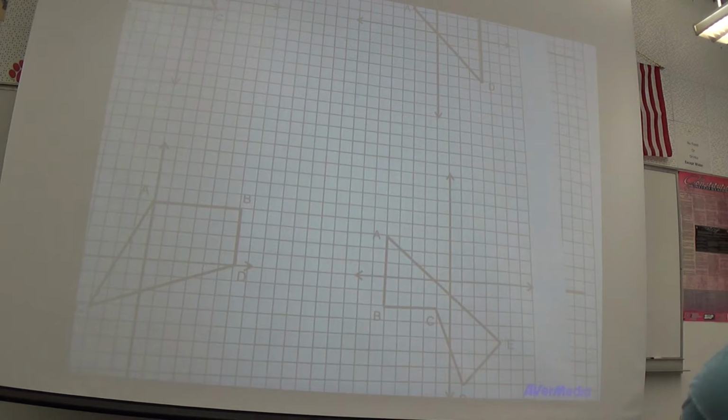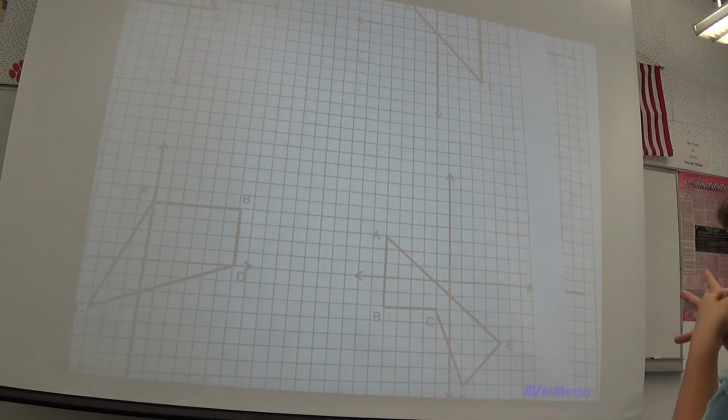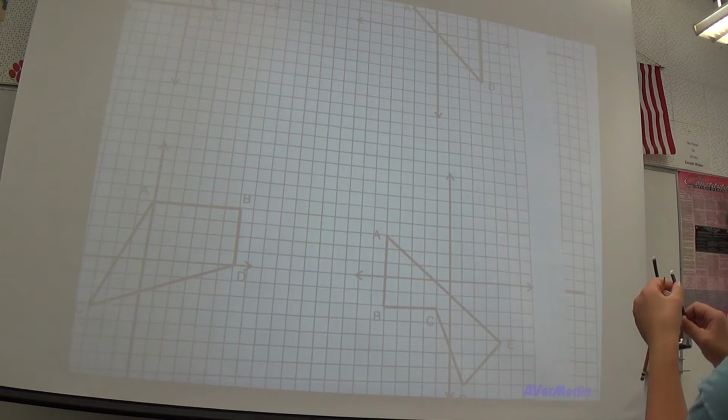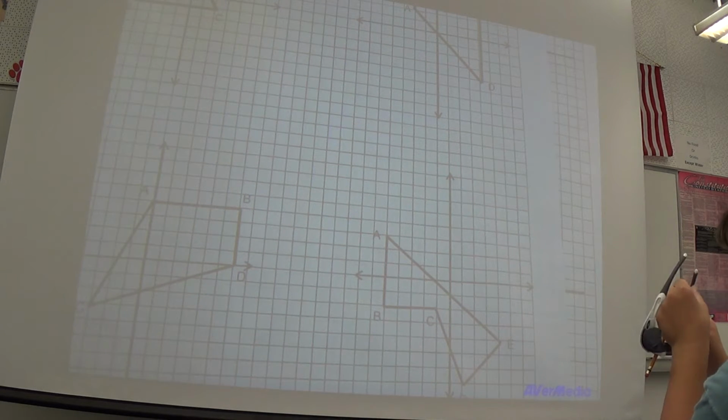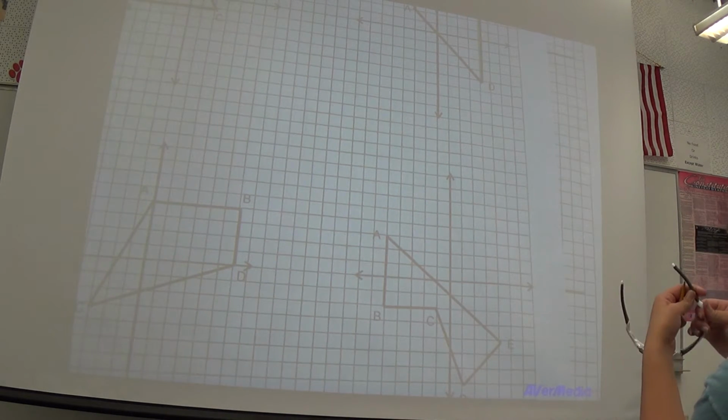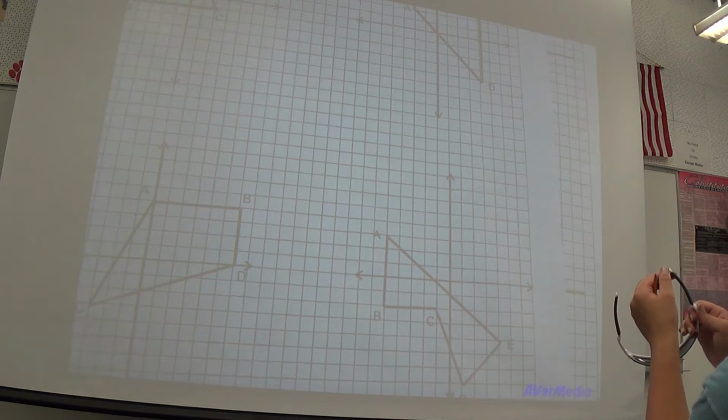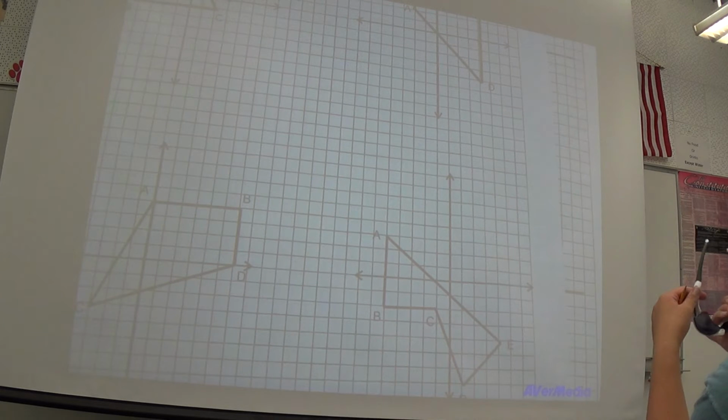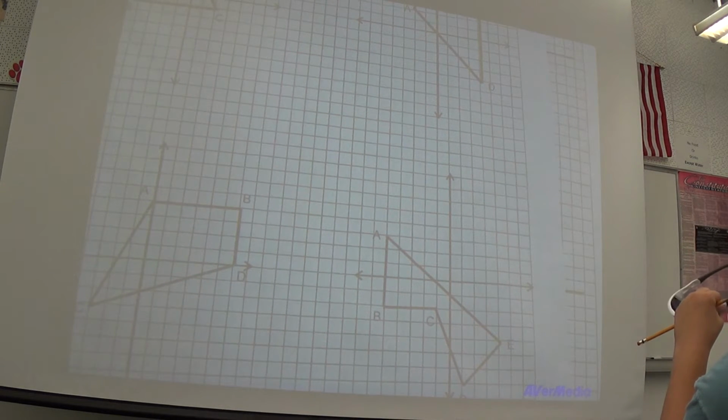Okay? Now, the other thing you need to know is what's the difference between a regular polygon and an irregular polygon? What's the difference between a regular one and an irregular one? Yes, sir. Like a regular polygon is normal. What do you mean by normal? 5 equal sides, or how many sides does a polygon have? 3 or more? Okay. A regular polygon has 3 or more equal sides, and an irregular polygon has 3 or more different sides.